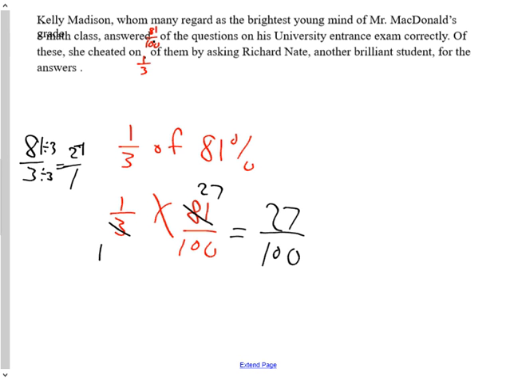So 27% of that 81% she received should not be marked correct. So therefore, if I take my 81% and subtract my 27% that she cheated on, her actual score would have been 54%. She would have had 54% on her test.